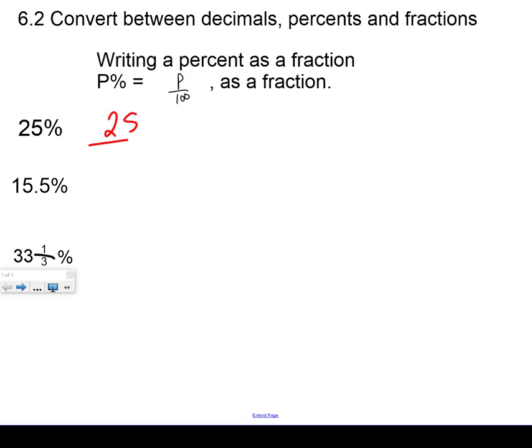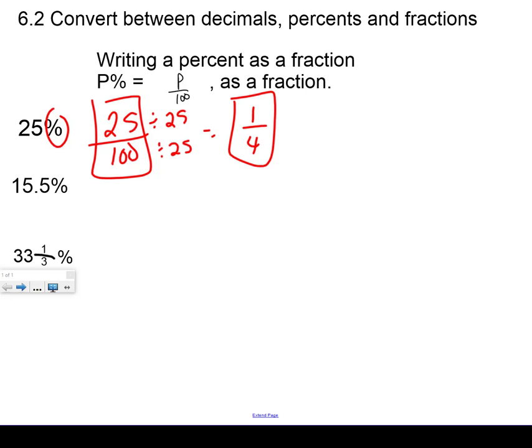25 is what I see. The percent sign tells me over 100. This can simplify by dividing by 25 on the top and bottom, and so this ends up being 1/4. So it can be written as a fraction, and then simplified.